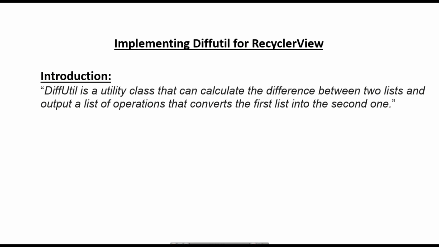First, we have an introduction to DiffUtil. This is the introduction from Google. DiffUtil is a utility class that can calculate the difference between two lists and output a list of operations that converts the first list into a second one.